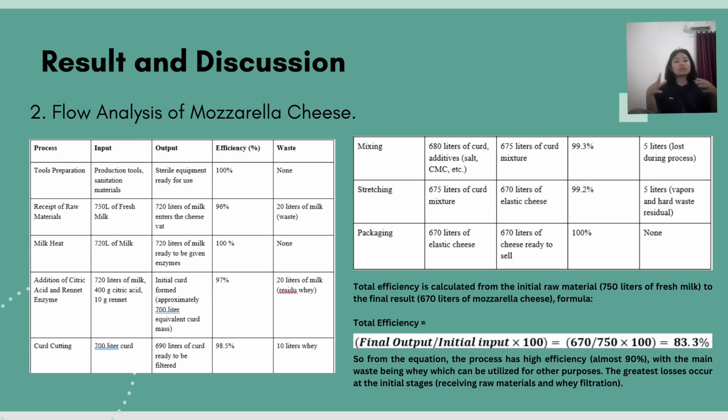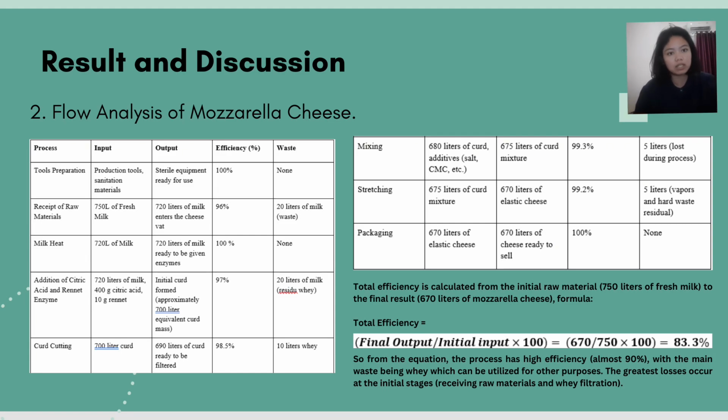And then it's mozzarella cheese, so you need to stretch it out. For the stretching process, we put the input of 675 liters of curd mixture, and the output is 670 liters of elastic cheese. So it's already turned into mozzarella cheese with 99.2% efficiency and 5 liters of vapors and water residue or whey residue.